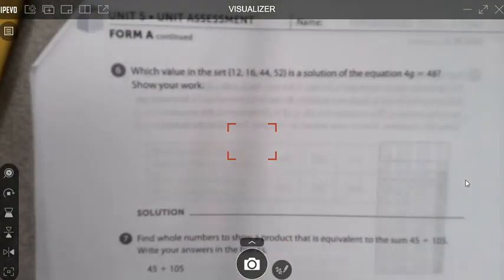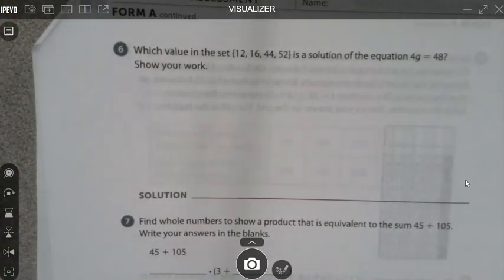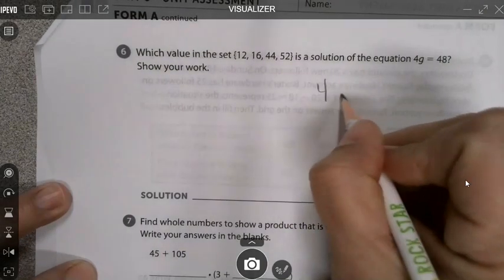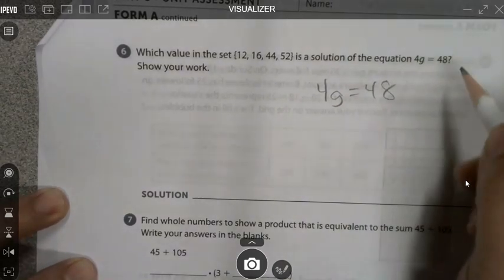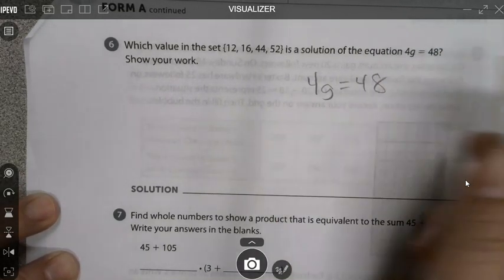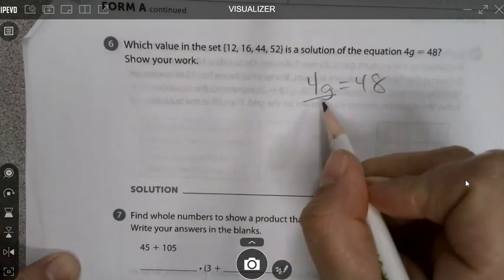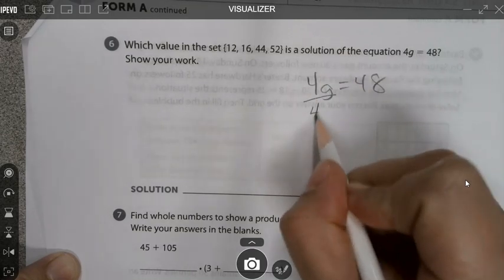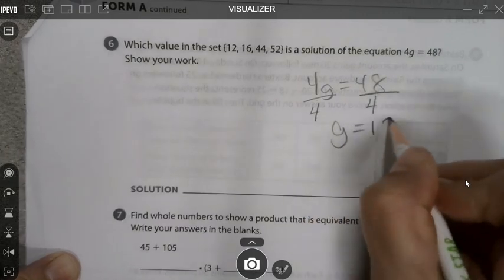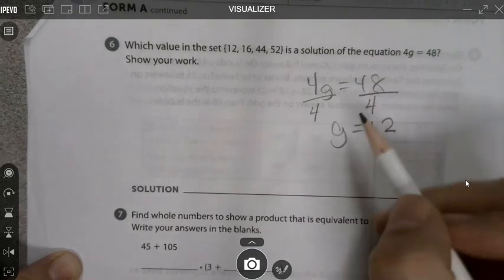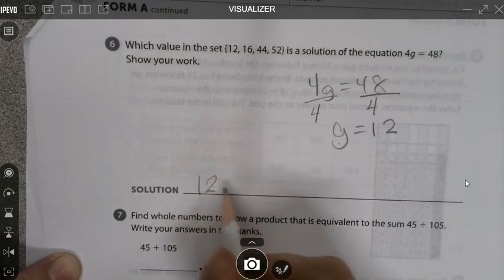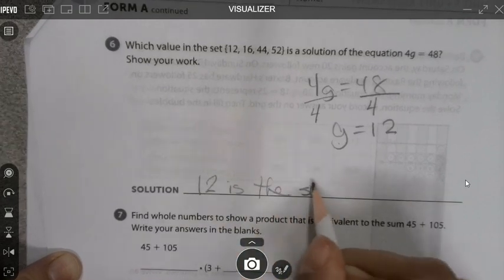Okay, number 6. Which value in the set is a solution for 4g equals 48? Remember, since it's an equation, you only have one solution. So isolate your variable by taking the inverse operation. Since it's being multiplied, I'm going to divide it. Balance your equation by doing the exact same thing on the other side, which would say that g should only equal 12. So 12 is the solution.